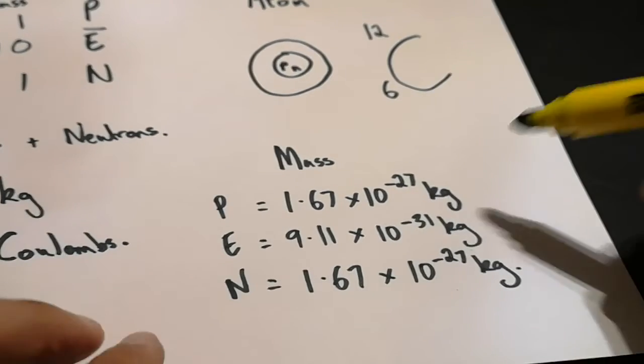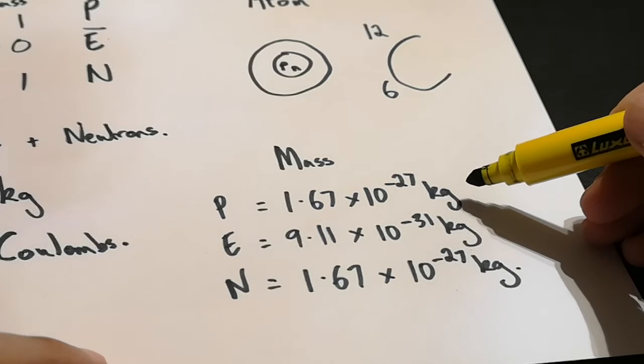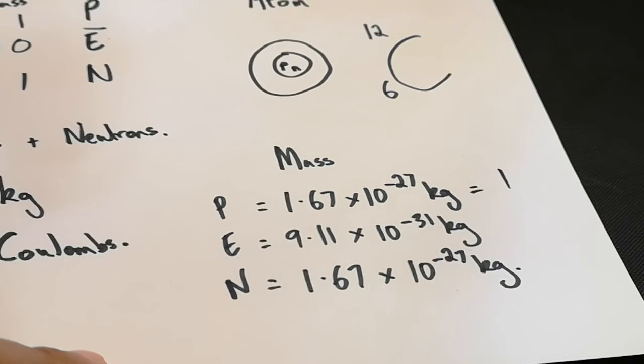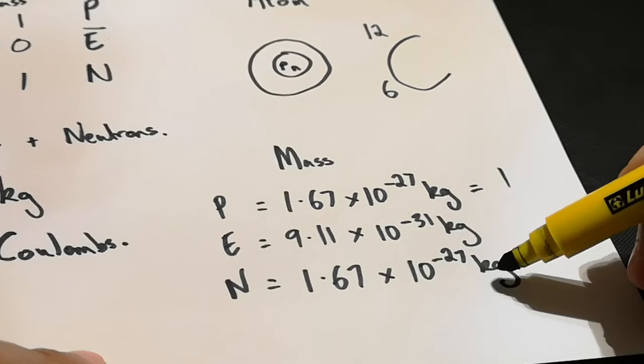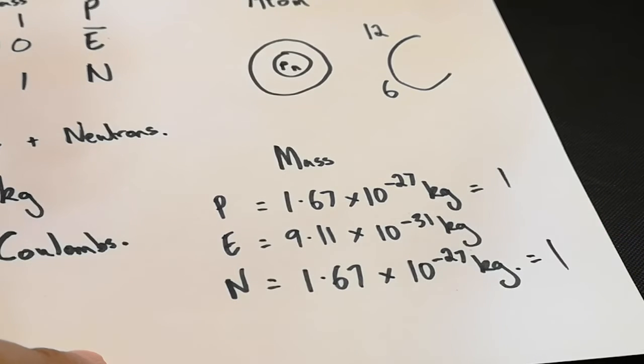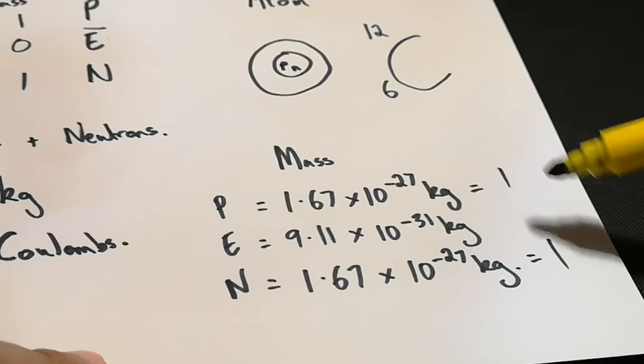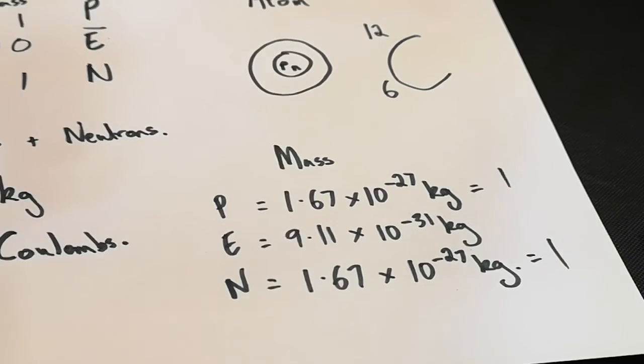So now if we have a look, we can say that if this is the mass of a proton, why don't we just say that's 1? And because that number and that number are the same, we'll call that 1 as well. And that's where the origin of those two numbers lie.